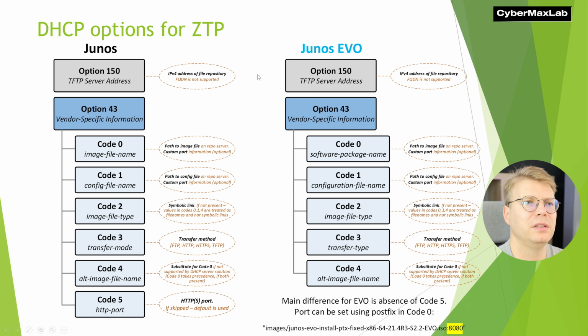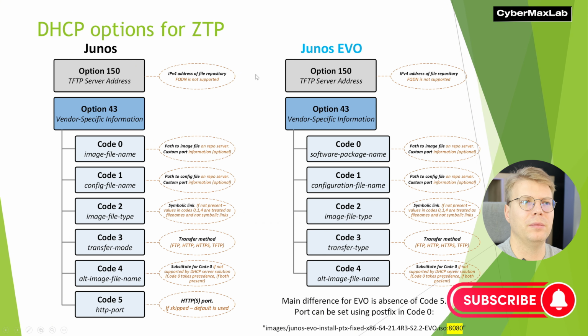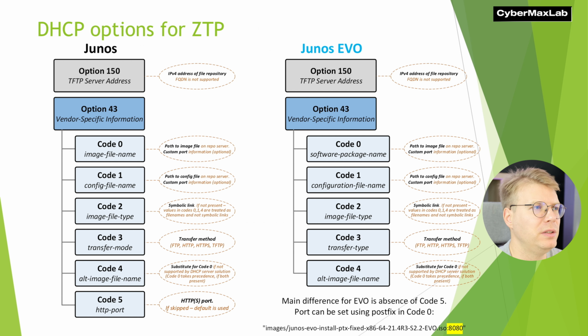So let's go back. ZTP phone home client is outside the scope of this video. We'll focus on the ZTP. So let's look at the options required for ZTP, DHCP options. On the left side is Junos. On the right side, Junos EVO, next-gen operating system, running on certain devices, multi-device models. Let's talk about the left side first.